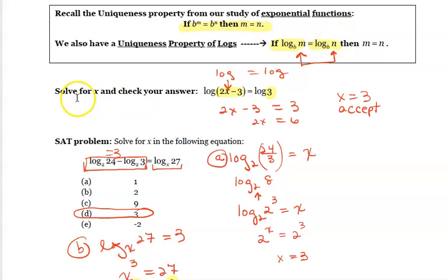So it says solve for x and check your answer. To have this on the left equal this on the right, since they're both base 10, you can set the arguments equal, and you're going to solve for x. I get x is 3. When I plug x over here into 2x minus 3, I'm positive, so I can accept that answer.